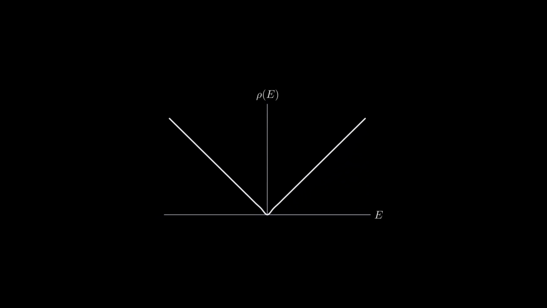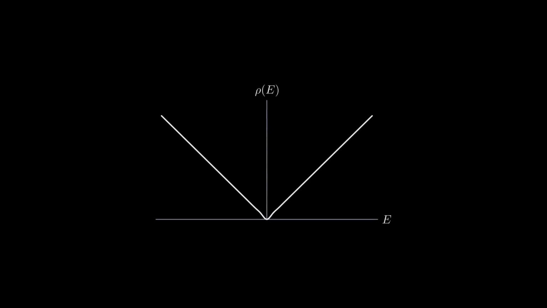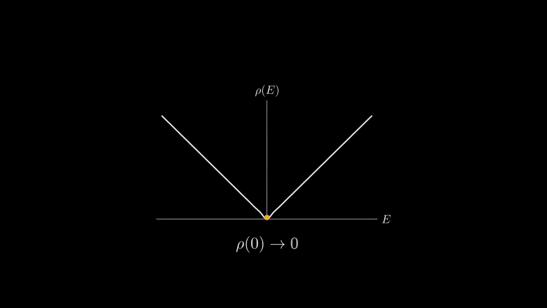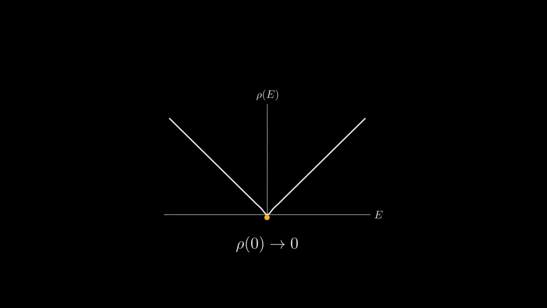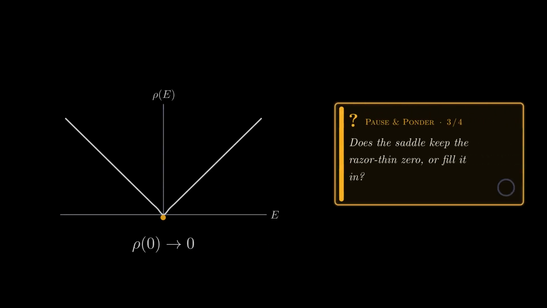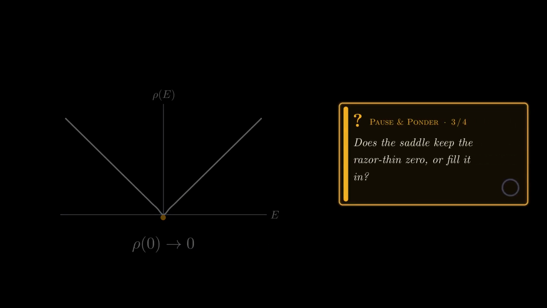So here is what I want you to sit with. On the flat honeycomb, right at the perfectly balanced point, that graph pinches down to 0. There are almost no low energy moves. It is a razor-thin situation. Predict what the saddle does to that pinch. Does the curve keep the razor-thin 0, or does it fill it in?